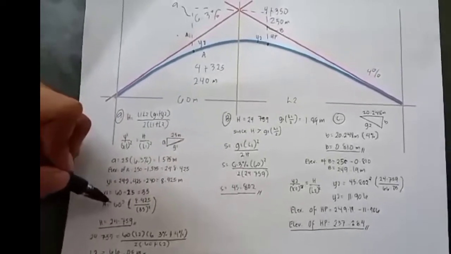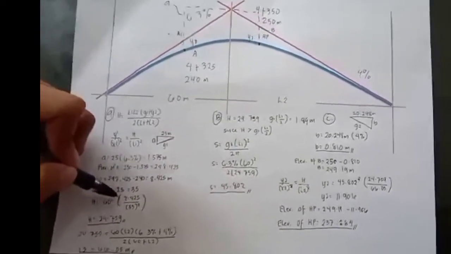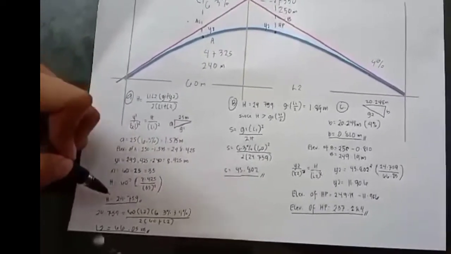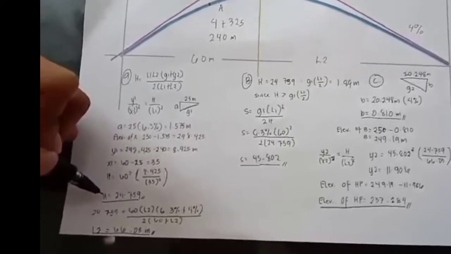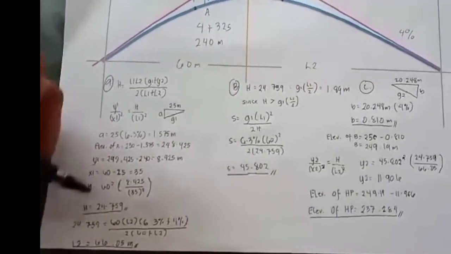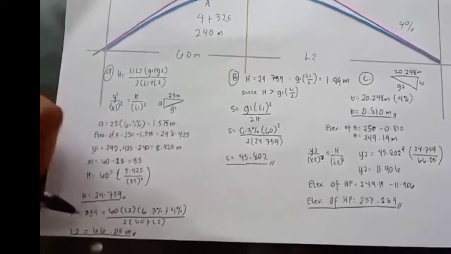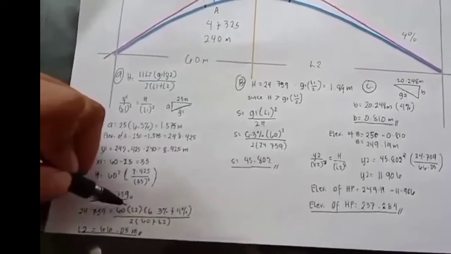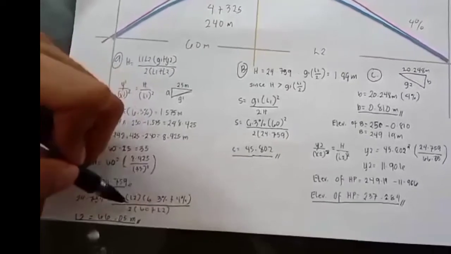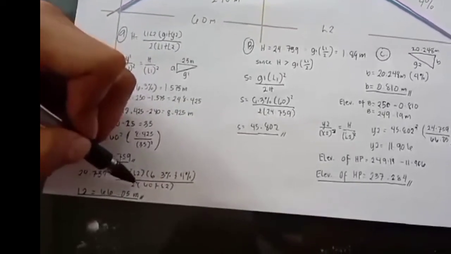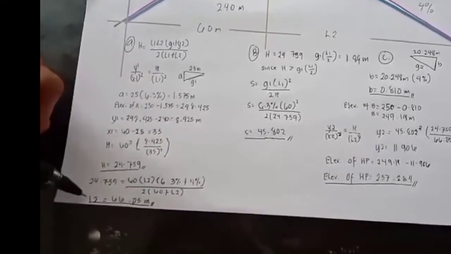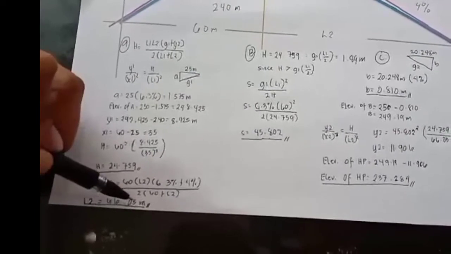Then H is equal to 60 squared multiplied by 8.425 over 35 squared. Then you get the H. So H is equal to 24.759. Then 24.759 is equal to 60 multiplied by L2 multiplied by 6.3% plus 4% over 2 multiplied by 60 plus L2. So shift solve, then L2 is equal to 66.05 meter.